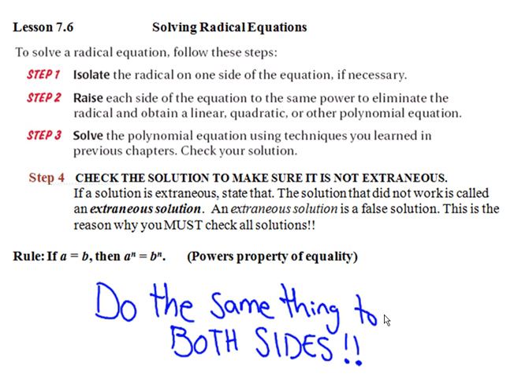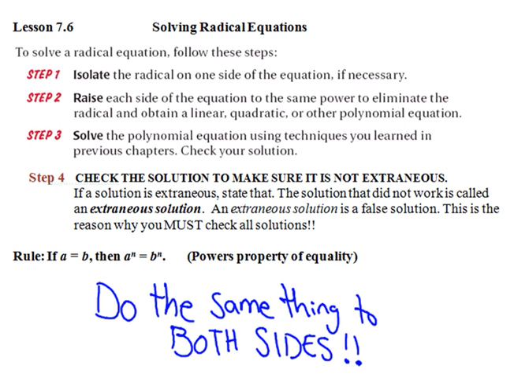Our objective today is to be able to solve radical equations. Now, on this slide, you will see the steps. I'm not going to stay on this slide horribly long, so you may want to pause it if you need more time, okay? To solve a radical equation, you need to follow these steps.